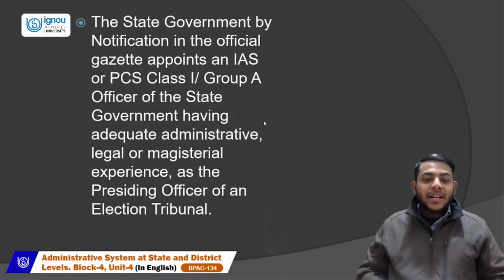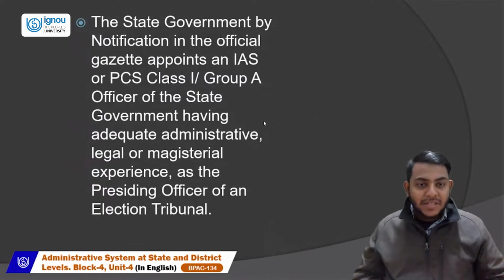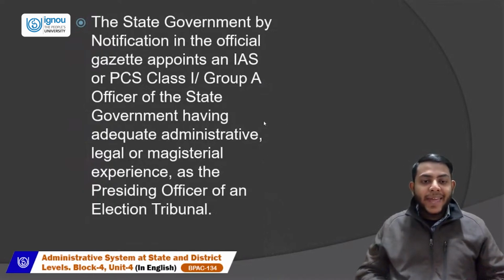And the state government, by notification in the official gazette of the state, appoints an IAS or provincial civil service class 1 or group A officer of the state government, having adequate administrative, legal or magisterial experience, as the presiding officer of an election tribunal.